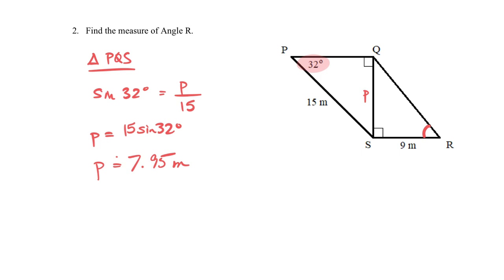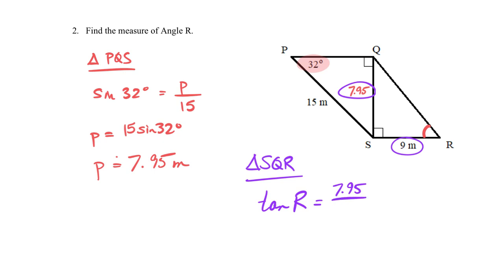Okay, you now know P. I'm going to get rid of P. We can see that on our label. I'm going to replace it just because you may have. But since this is only our second one going through, maybe you want to write that on. Now when I jump over to my other triangle, triangle SQR, for me to find angle R, I now know my opposite and my adjacent. That's my tan. So my tan of angle R is going to be 7.95 over 9.